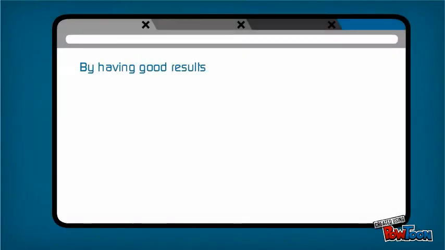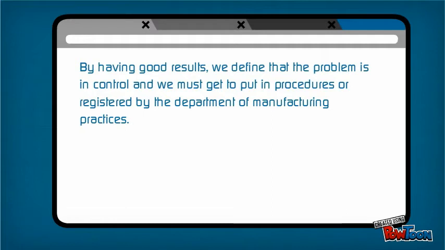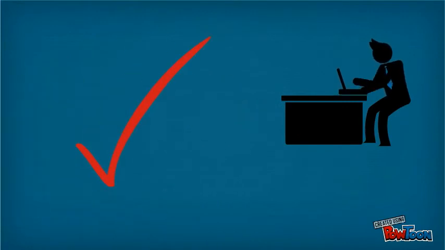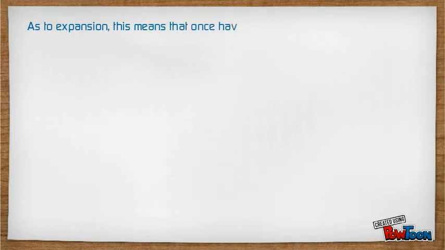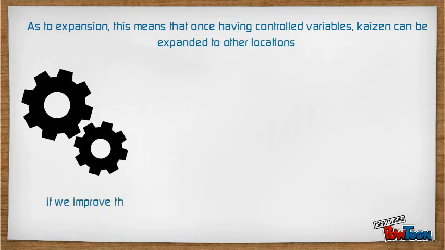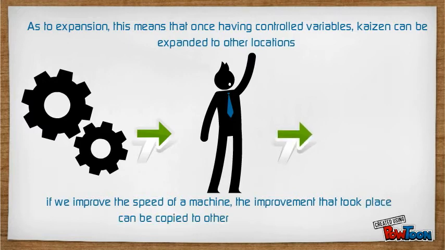By having good results, we define that the problem is in control and we must put in procedures registered by the Department of Manufacturing Practices. This is so that the improvements are not lost and new people are trained with these new procedures. As to expansion, this means that once having controlled variables, Kaizen can be expanded to other locations. For example, if we improve the speed of a machine, the improvement that took place can be copied to another machine process.